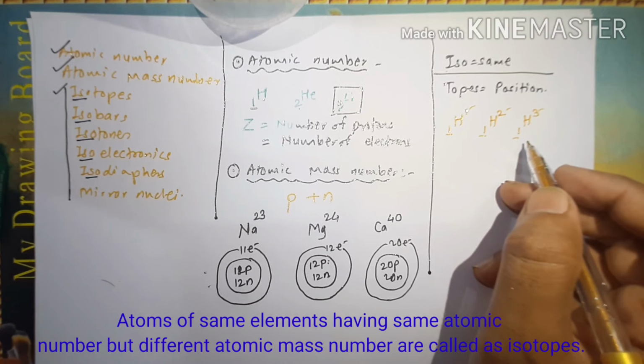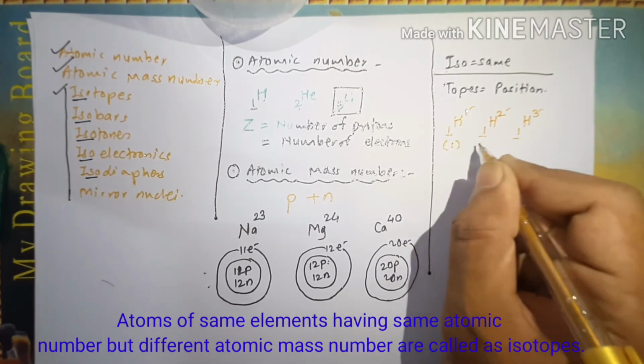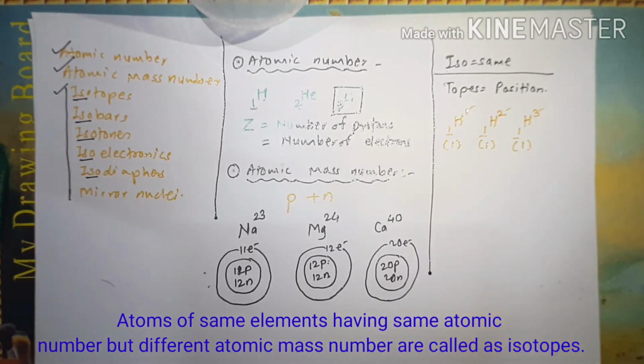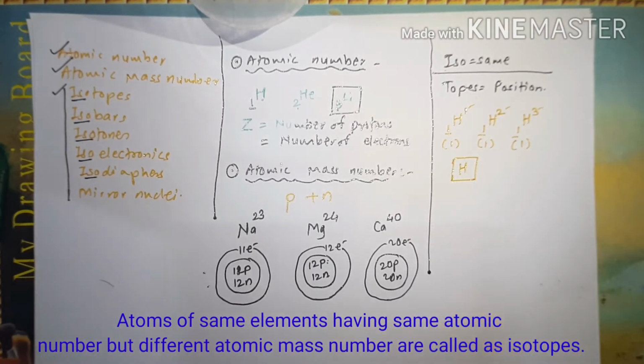Isotopes show the same electronic configuration, as the total number of electrons is the same. The first shell of all of these consists of only one electron, and that's why the distribution of electrons is also identical. As the distribution of electrons is identical, they show similar chemical properties. Isotopes occupy the same position in the periodic table. There is only one place for hydrogen, and they occupy the same place in the periodic table. Their chemical properties are also the same.